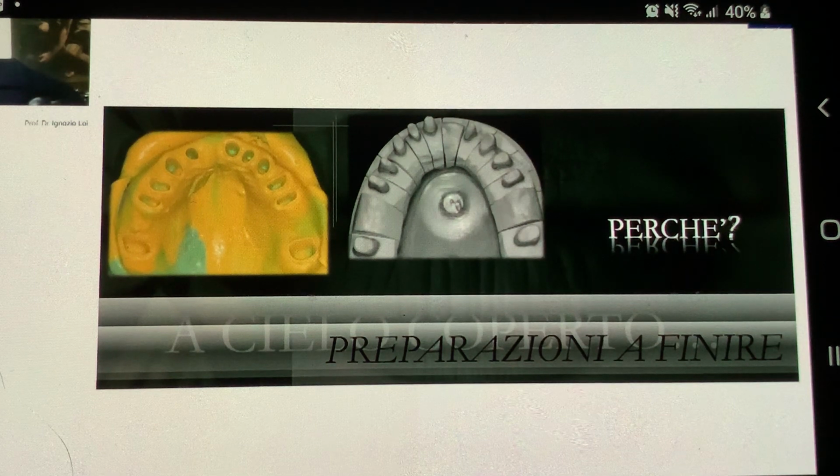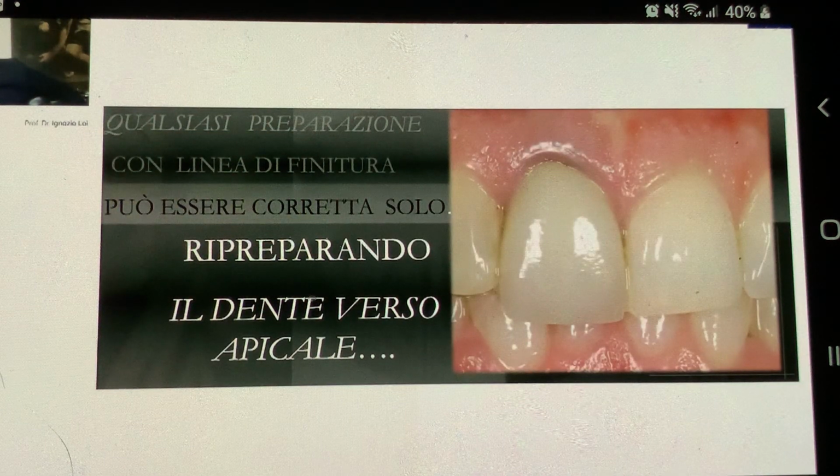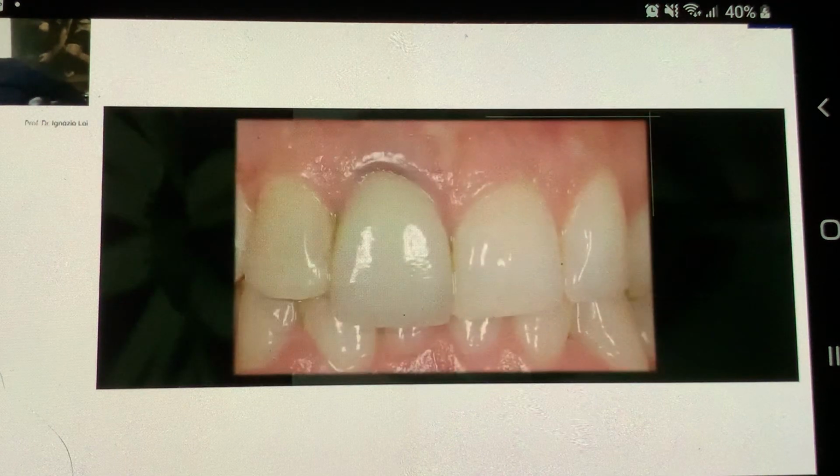So why should we prepare in a vertical way and a flapless way? So why did I go from finish lines to vertical preparations and then the restorative BOPT? Well, the reasons were mainly two, because the issues I always had were these. Any preparation with a finish line can be corrected only re-preparing the tooth towards the apical part. So if I prepare the line, I will create again a further displacement of the parable towards the vertical.